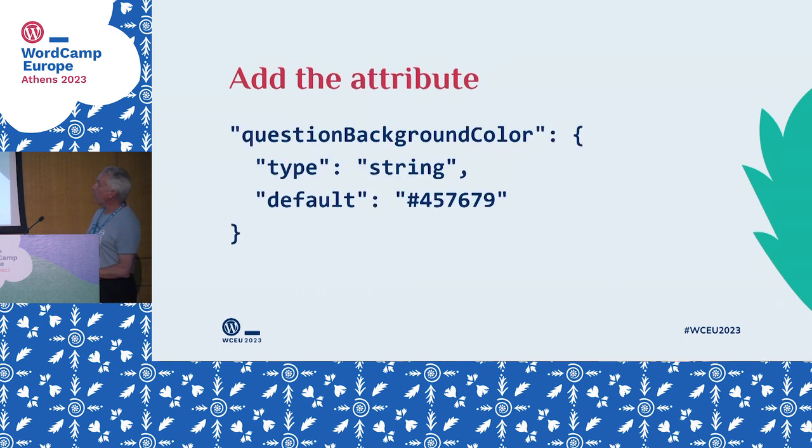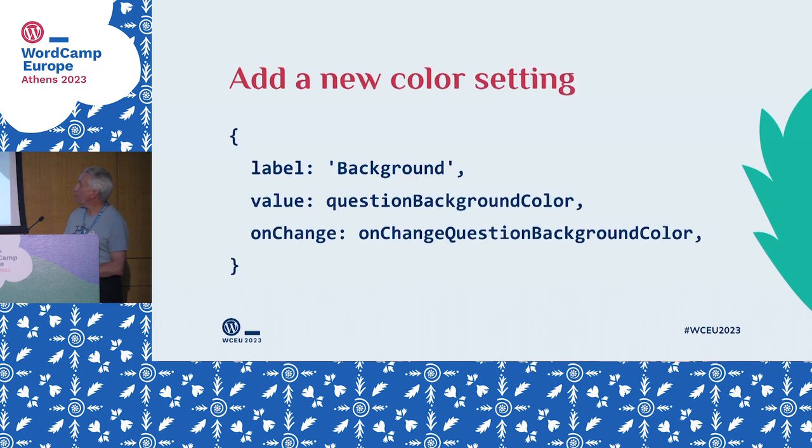Yeah, so add a new attribute. Once you've got the new attribute, we need to add a new color setting. Now, if you look at the panel color settings, the color settings is an array of objects. So just add the new question background color object there.